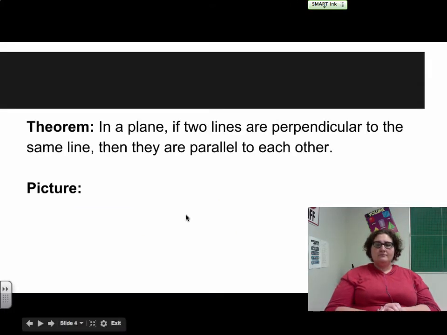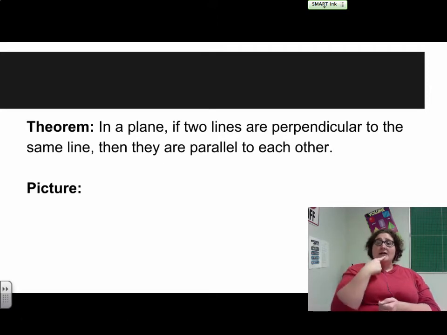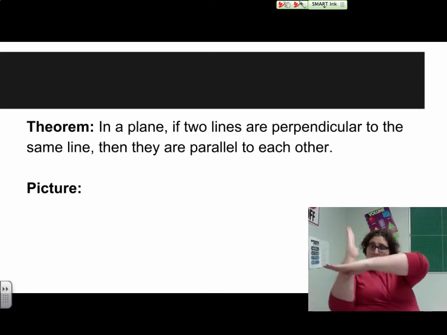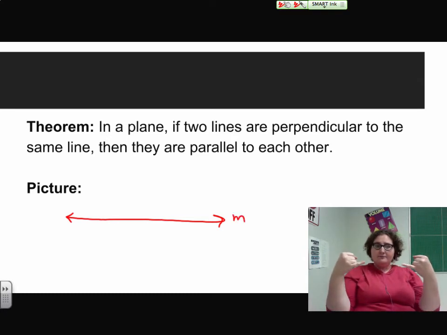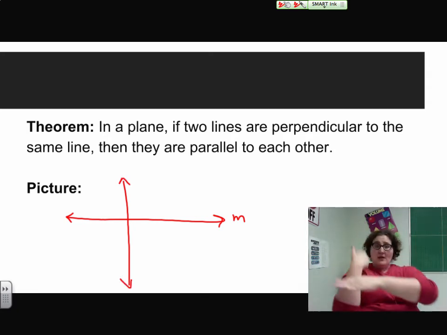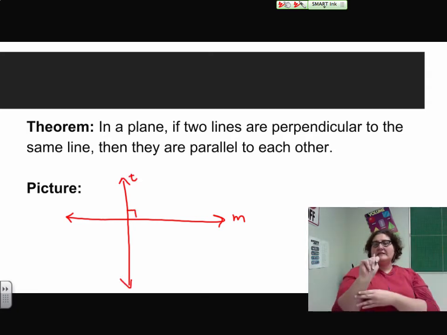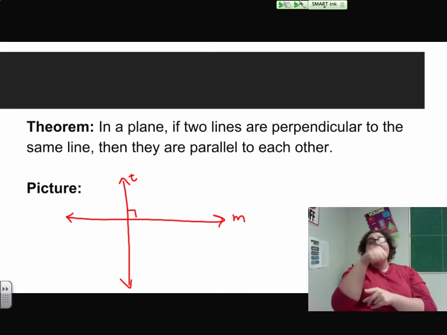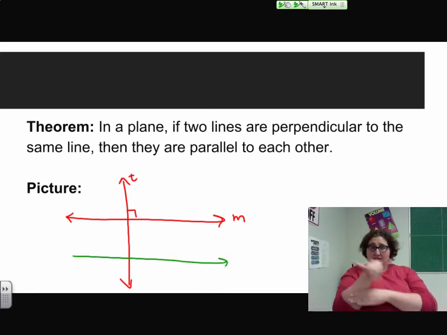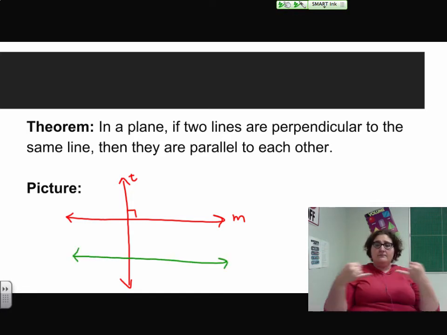Theorem said in a plane, if two lines are perpendicular to the same line, they are parallel to each other. What that means is that if I have my first line, we'll call this line M, and I have a transversal, we'll call this T, and it's perpendicular to line M. If I have another line that is also perpendicular to line T, call this line N, then that means that line M and N have to be parallel to each other.